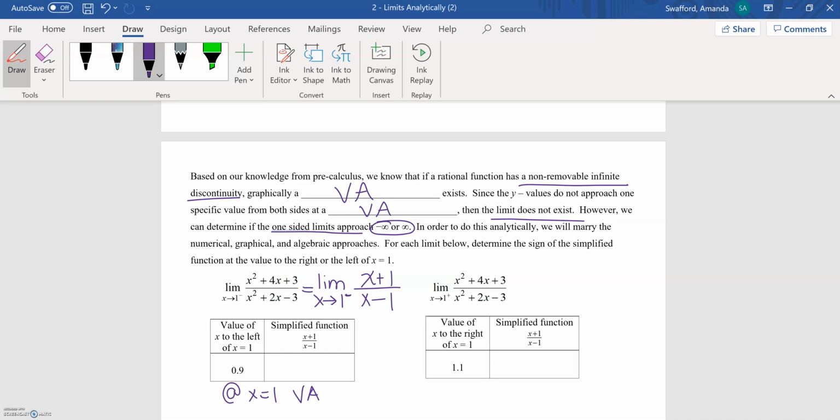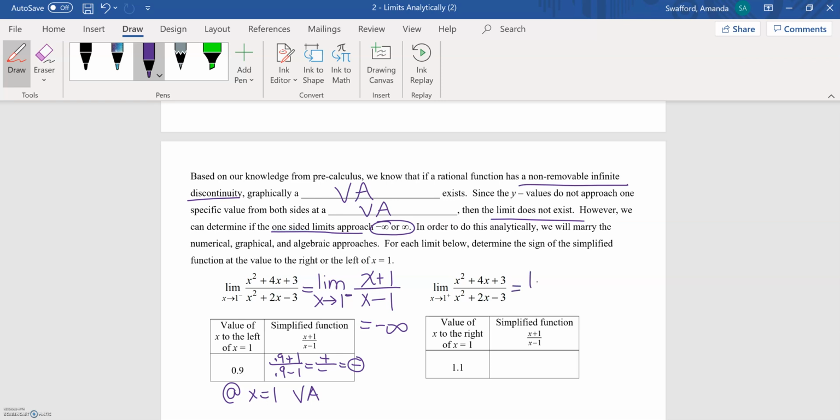But since I'm approaching 1 from the left, I'm going to test a value so that I can give a more descriptive answer. So a number that's immediately to the left of 1 would be 0.9. I'm going to plug 0.9 into my factored form. And I really don't care what this number is. I just care as to whether it's positive or negative. 0.9 plus 1 is positive, and 0.9 minus 1 will produce a negative. So my overall result is negative. Since my overall result is negative, I will say this limit is negative infinity. And that will confirm what we got graphically a minute ago.